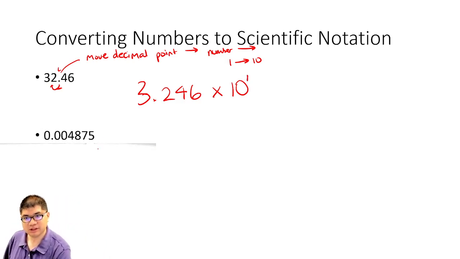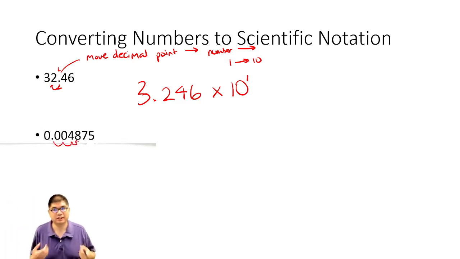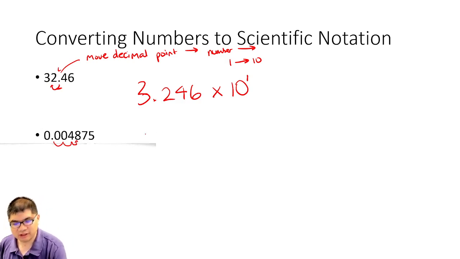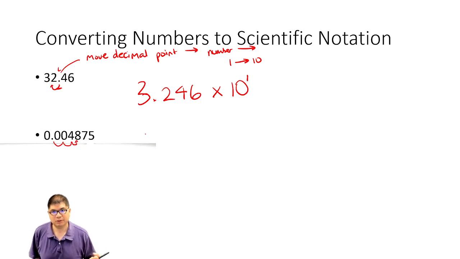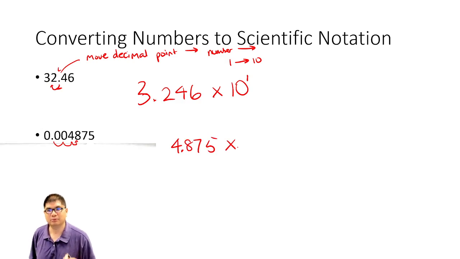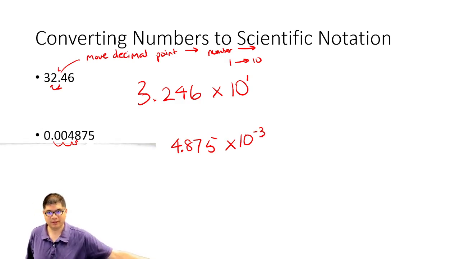Conversely, let's look at this one, 0.004875. Now let's look at how many times I need to move this. 1, 2, 3. I had to move this decimal point 3 places to the right. I had to multiply that number by 1,000. So if I move the decimal point to the right, I have negative exponents. So here I have 4.875 times, and I just moved that decimal point 3 times, so that's 10 to the minus 3. That's converting it to scientific notation.